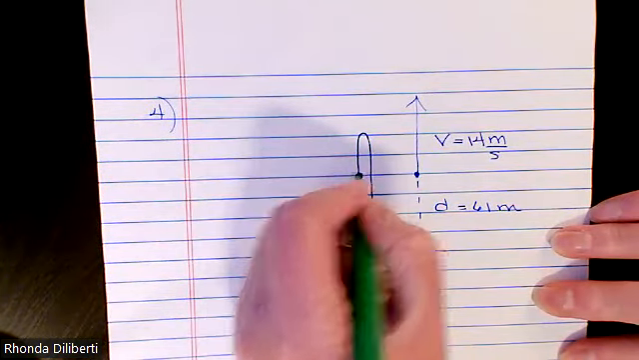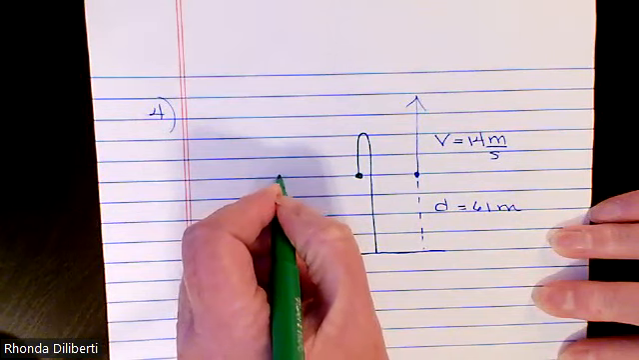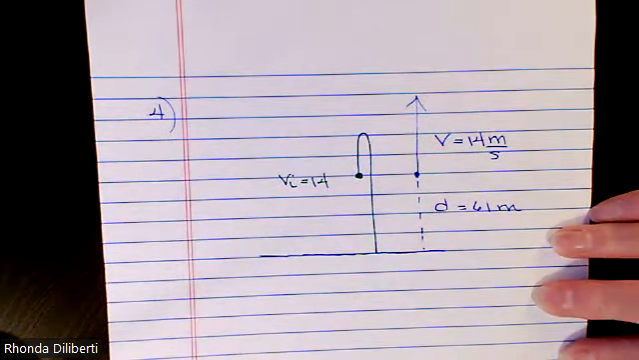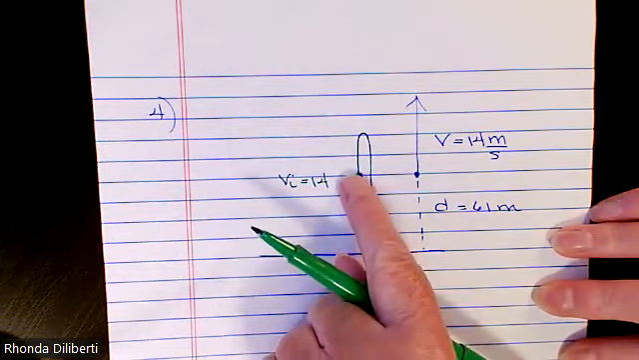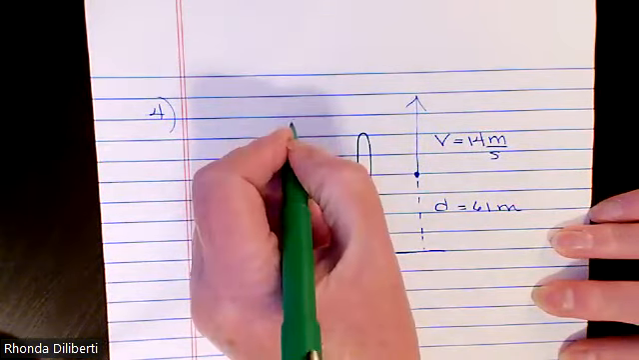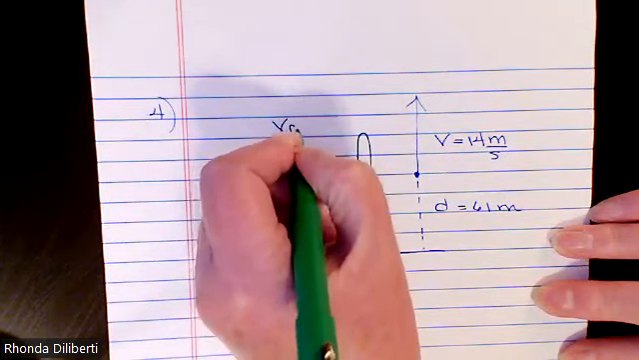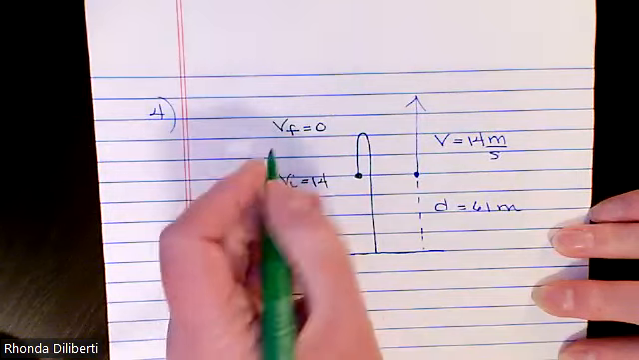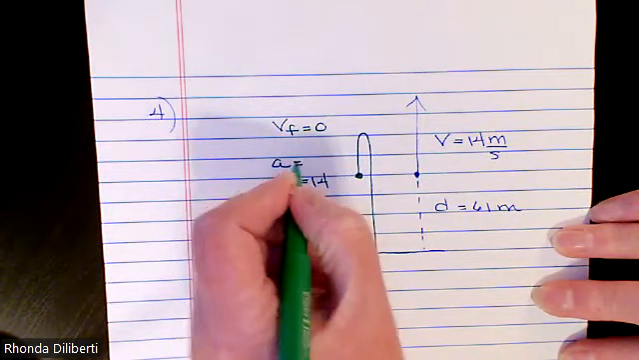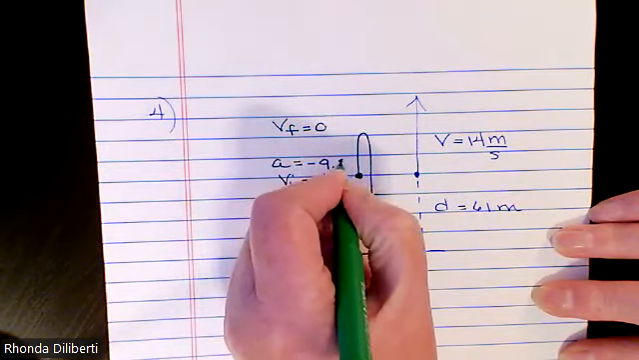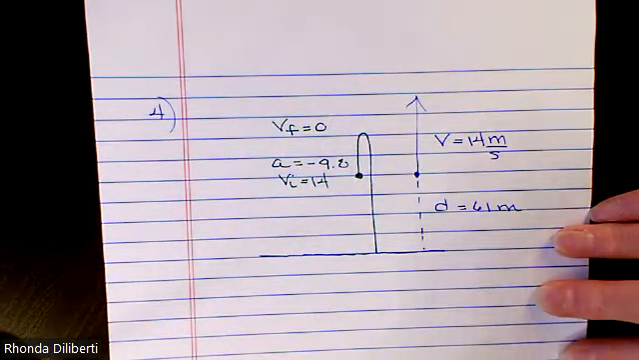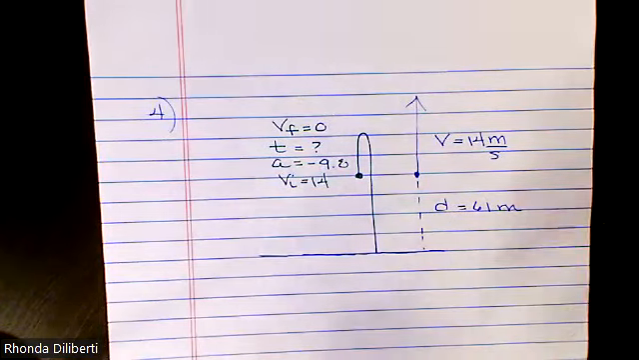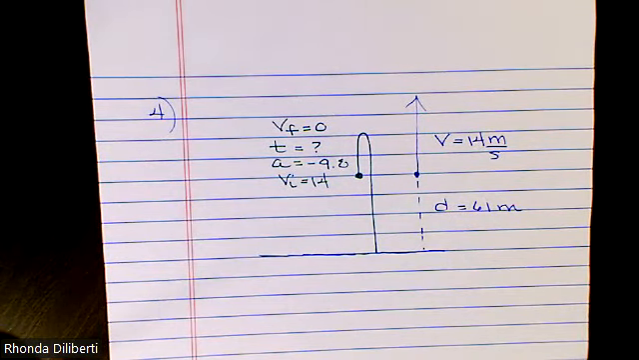So we know that the package would have an initial velocity of 14 meters per second. I'm not going to write the units due to space. It's going to keep on going upward until it runs out of velocity, so the final velocity at the top of this path is going to be 0. It's going to get slowed down by gravity, so that is negative 9.8. And I would like to know how long it's going to take to get to the top of the path.